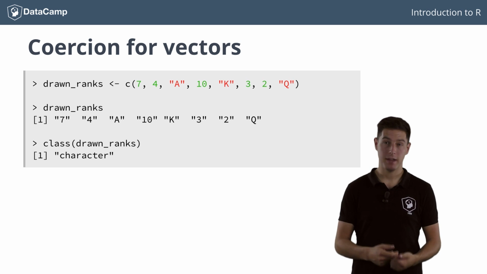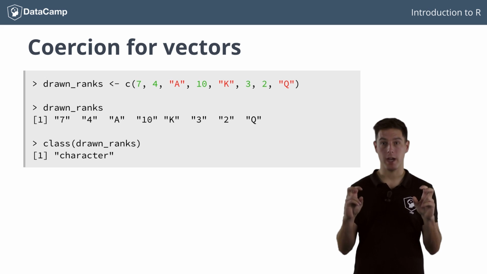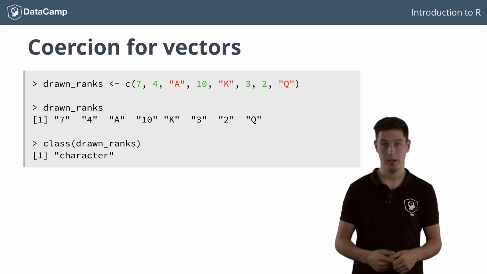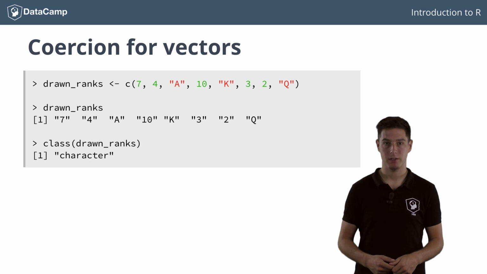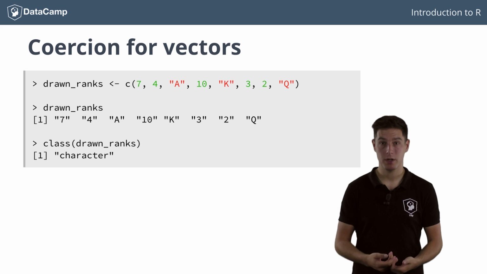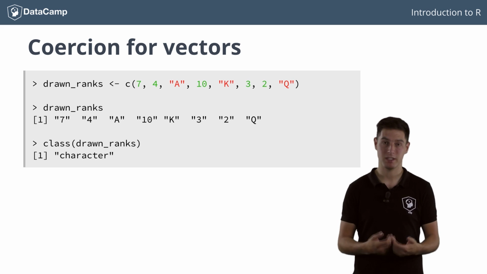The fact that R handles this for us automatically, upgrading logicals to numerics and numerics to characters when necessary along the way, is useful, but it can also be dangerous, so be aware of this. If you want to store elements of different types in the same data structure, you'll want to use a list, but that's something for later.